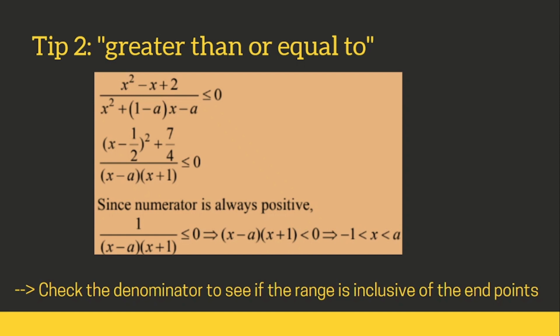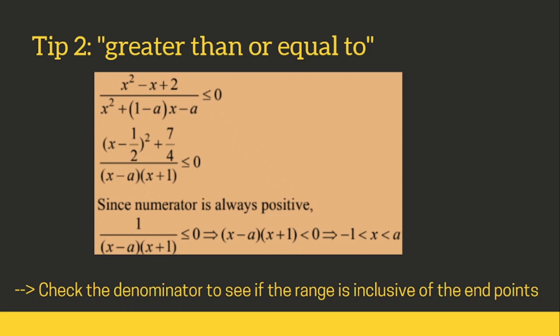So this is the second tip, greater than or equal to. In the question above, you see (x squared minus x plus 2) over (x squared plus 1 minus a times x minus a) less than or equal to 0. You notice that as you look down at the solution, it's minus 1 less than x less than a. There's no equal to sign.